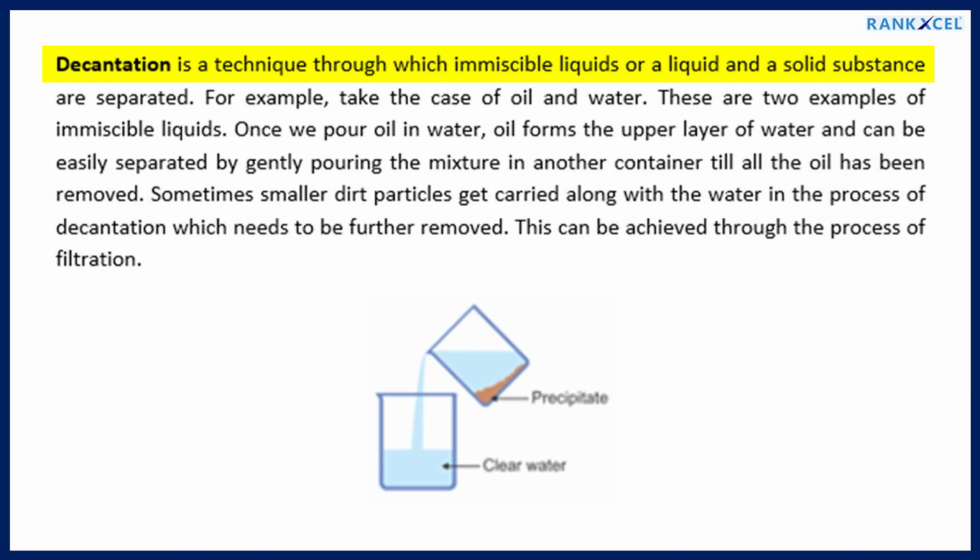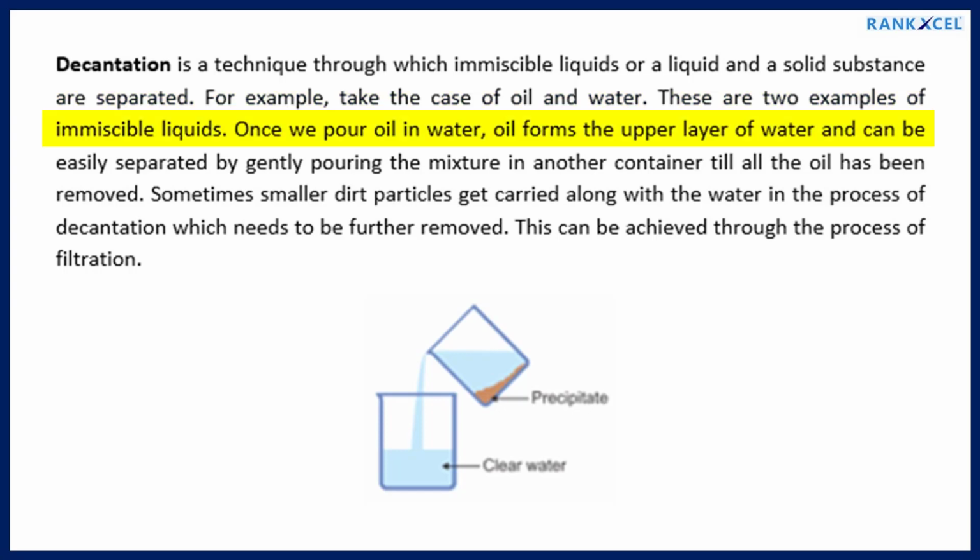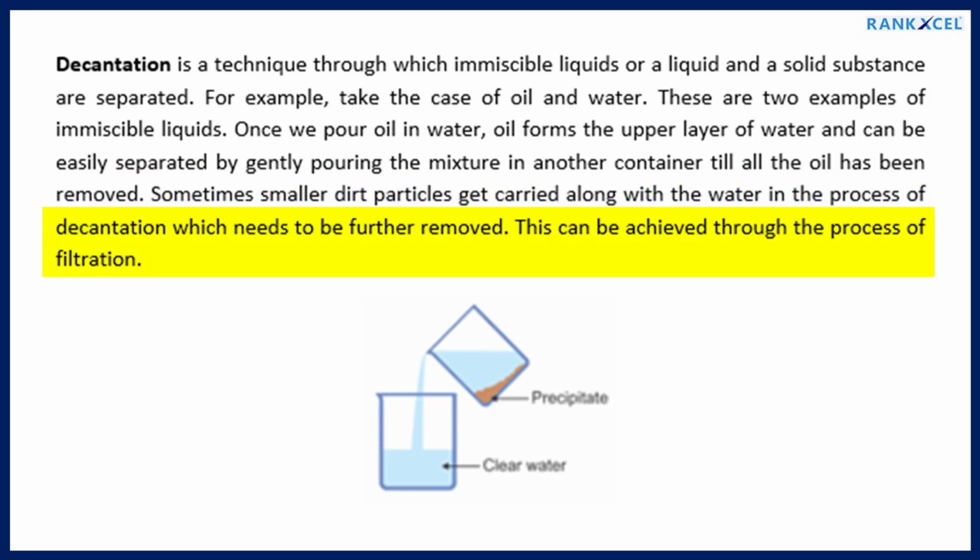Decantation is a technique through which immiscible liquids or a liquid and a solid substance are separated. For example, take the case of oil and water. These are two examples of immiscible liquids. Once we pour oil in water, oil forms the upper layer of water and can be easily separated by gently pouring the mixture in another container till all the oil has been removed. Sometimes smaller dirt particles get carried along with the water in the process of decantation, which needs to be further removed. This can be achieved through the process of filtration.